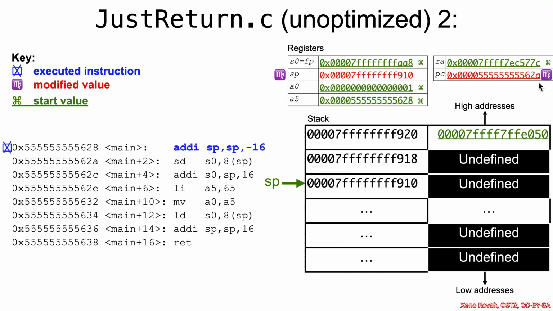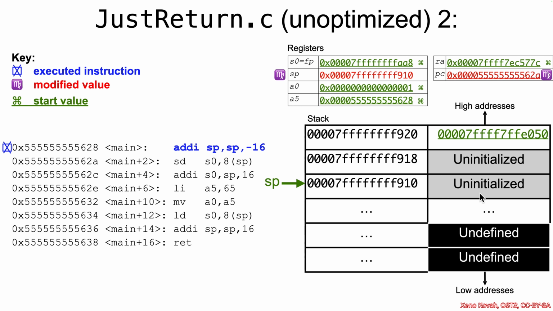So after the stack pointer moves down, these values are no longer undefined. We're going to call them uninitialized. They are at higher addresses, so they're above where the stack pointer points, but we have not seen any code that actually initialized those values. Nothing has been written there yet, so they're not undefined, but they are uninitialized. Okay, let's execute the next instruction.